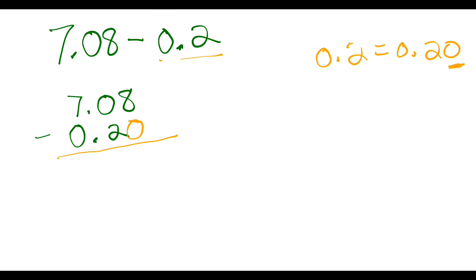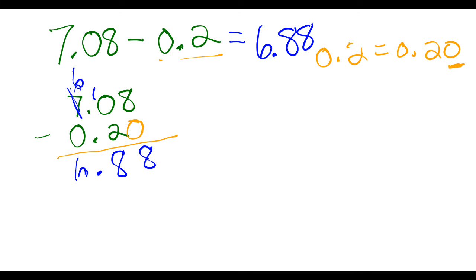So 8 subtract 0 is just 8, and 2, well, we want to take 2, but we don't have any tenths, so we're going to go over to the ones. We're going to cross that out, make that a 6, and put the 1 on top here. So now we have 10 tenths. We're going to take away 2 tenths, and we'll have 8 tenths left. Line up our decimal, and 6 subtract 0 is 6. And so our answer to this question, 7.08 minus 0.2 is 6.88.